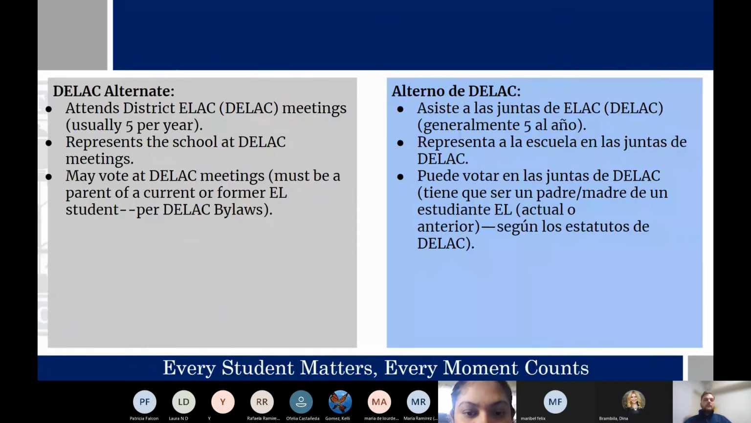And then there's the alternate for DLAC, which is the person that if for some reason our DLAC representative cannot go to the meeting, we will contact them to see if they are also available to go to the meeting.